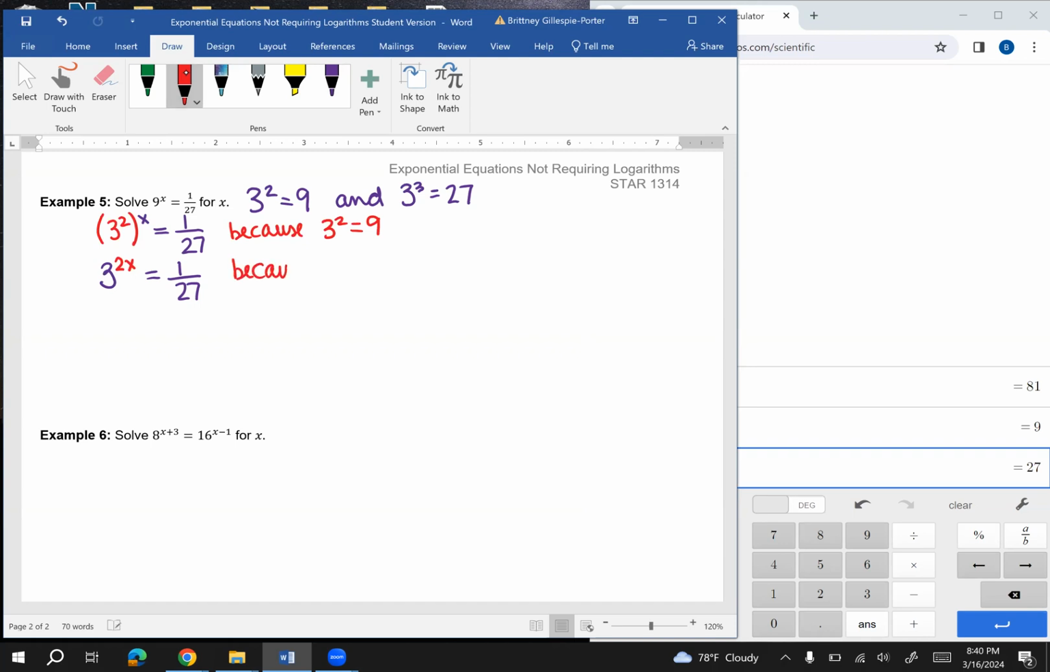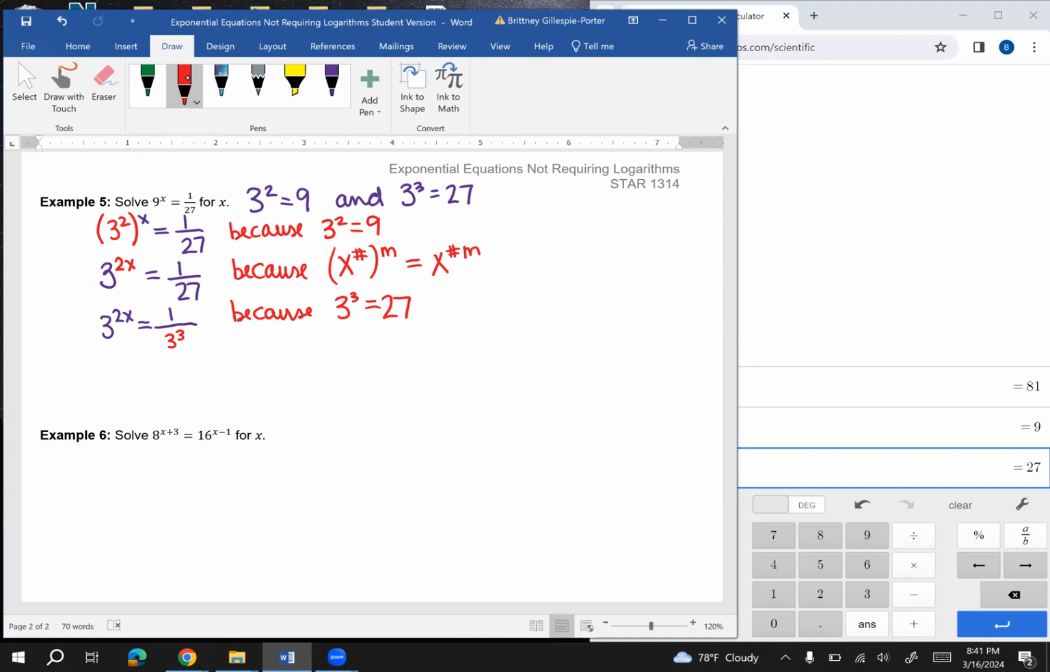Same one we discussed in example 4. If you have x to some number raised to the m, that is equal to that number times m. I think I used a and b or a and n in the last one. So we have 3 to the 2x is equal to 1 all over. Now I'm going to rewrite that 27 as 3 cubed. And again, that is because we found that 3 cubed is equal to 27.